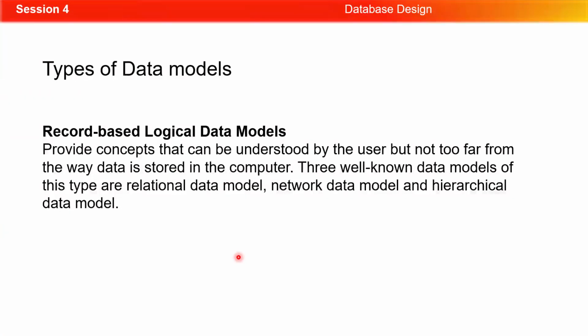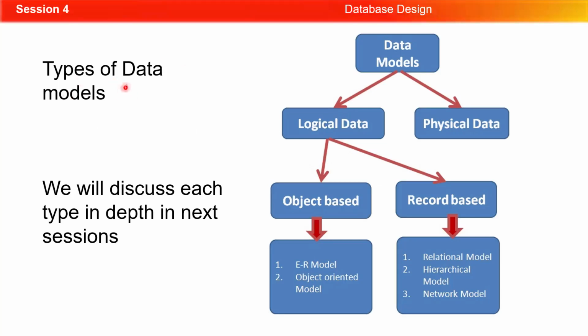Next are record-based logical data models, which can be understood by the user but are not too far from the way data is stored on the computer. Three well-known data models of this type are the relational data model, the network data model, and the hierarchical data model. We'll discuss each type in depth in the next session.